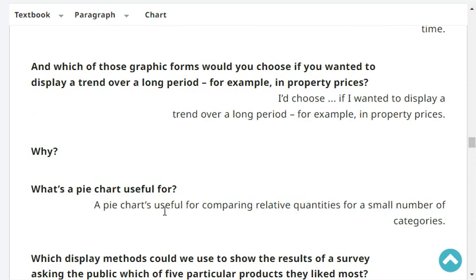And which of those graphic forms would you choose if you wanted to display a trend over a long period, for example, in property prices? I choose line graph if I wanted to display a trend over a long period, for example, in property prices.